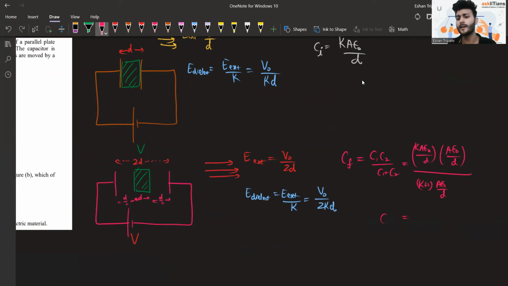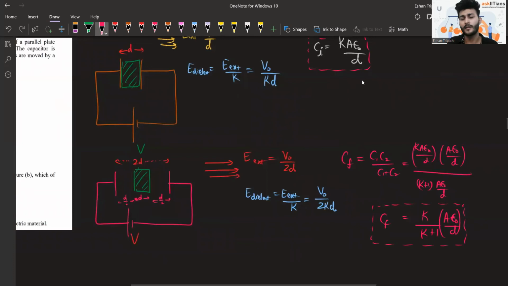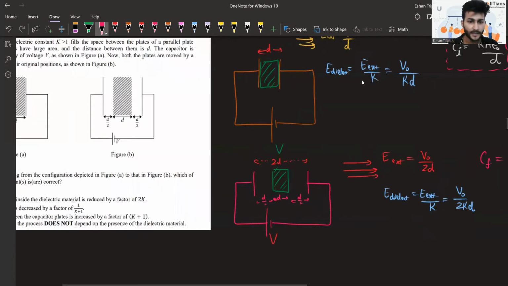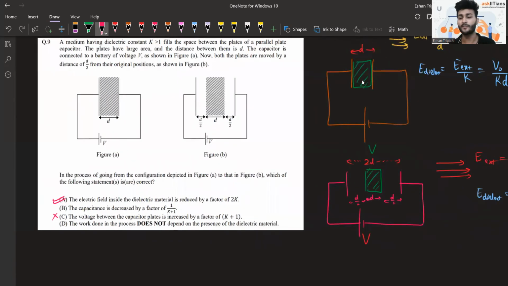So you know that this final capacitance comes out to be K upon K plus 1, sorry, that's right, into A epsilon naught by d. So this comes out to be the formula for the capacitance finally. Let's see what the question was. Initial we have, final we have. They're asking, is the capacitance decreased by a factor of K plus 1?